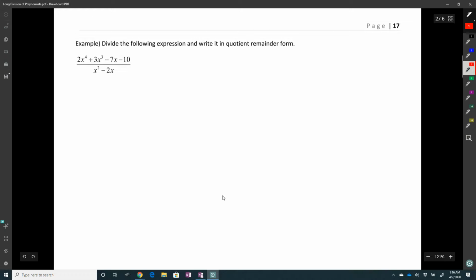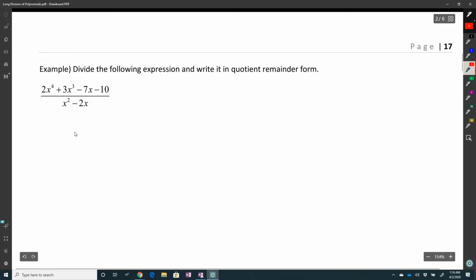All right, so do exactly the same thing for this one. I have 2x to the fourth plus 3x cubed minus 7x minus 10. The first issue here, and this goes with numbers: what's the difference between 234 and 2304? We know that the place value is what matters. This 0 is really important. It holds a place value.